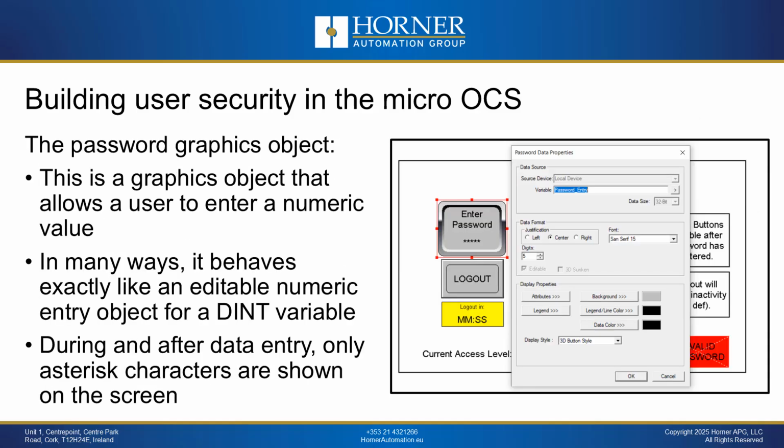Let's start with the password graphic object. The password graphic object is another numerical entry object. What is special about this, even though it behaves just like a regular editable numerical entry object assigned to a double integer variable, is that during and after data entry, only asterisk characters are shown on the screen. So in other words, while the password is being entered, there is only an asterisk being shown on the screen. So if somebody is peeking over the shoulder of the operator, it is difficult for them to steal the password. So that is the password graphic object that we are going to use in our sample project to allow the operator to enter a password.